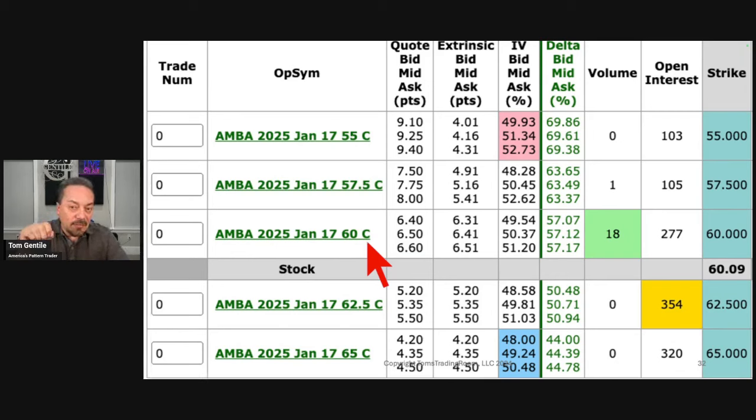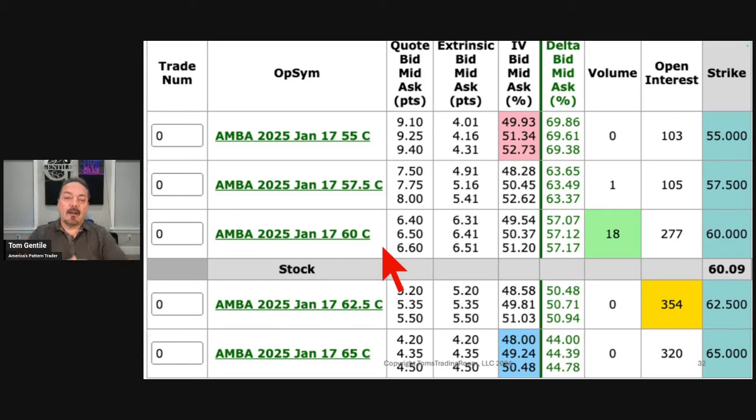But if the stock moves 19%, that means this option could almost double in value, right? I mean, if the stock's going to move 19%, let's say 20. Let's just say 20 just because it's easy to understand. That means the stock can move 12 points.